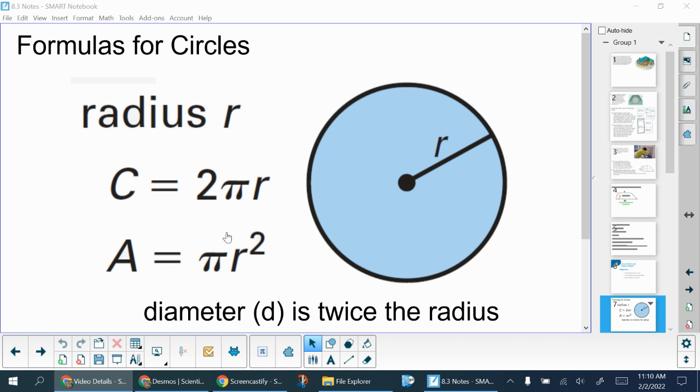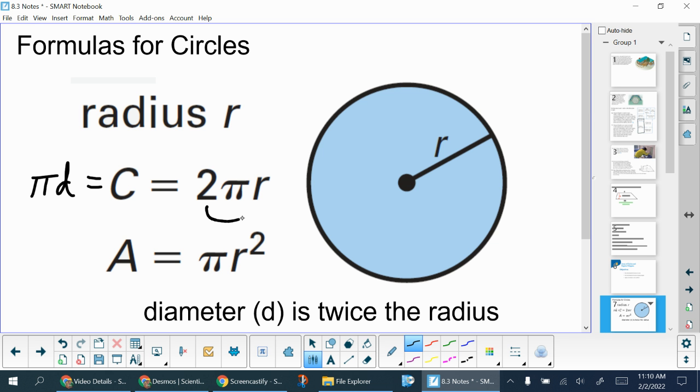squared. Another formula you might want to have written down is just the formula for circumference in terms of the diameter. So circumference can also be written as pi times the diameter because twice the radius is the diameter. It's the same formula, just written two different ways. That might be helpful for you.